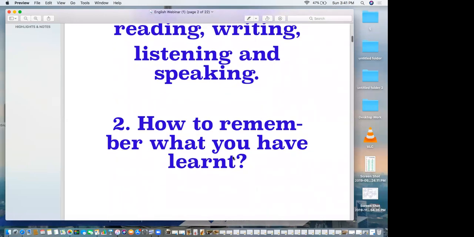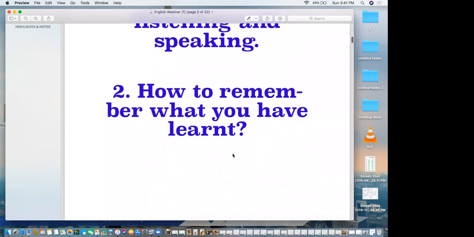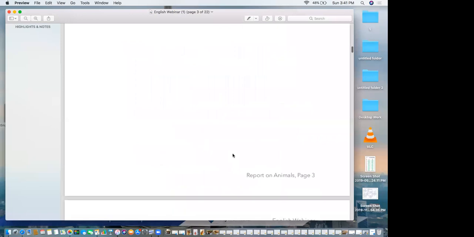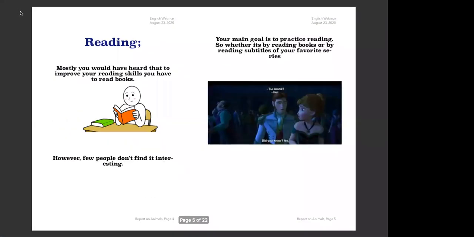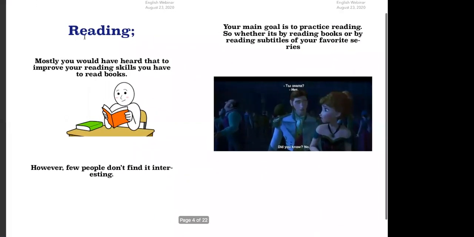The second thing that we're going to cover is how to remember what you have learned. Basically, we learn a lot of things each day. We learn many new words. We learn different rules in life, but there is a technique for remembering what you have already learned. That's what we're going to cover as well. So let's start with the reading stuff.